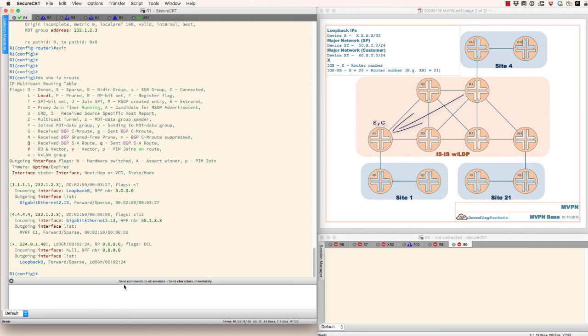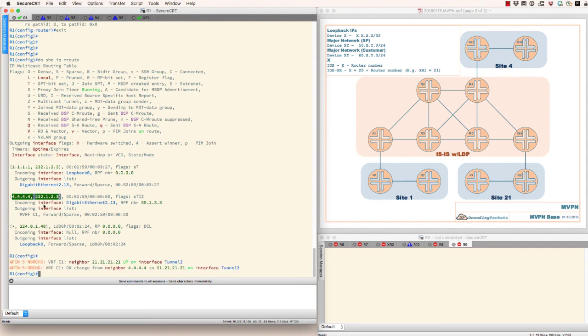And they indeed are building those trees to each other. So R1 is definitely building a tree towards 4.4.4.4. And it just became adjacent. Actually, it looks like it just became adjacent with 2121, so the prefixes may have come in. But somebody is building the tree to myself as well, so I have my own S-G.